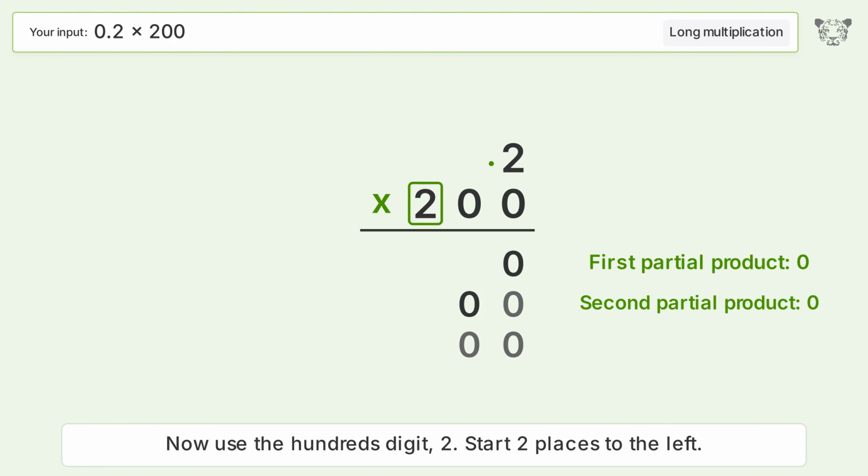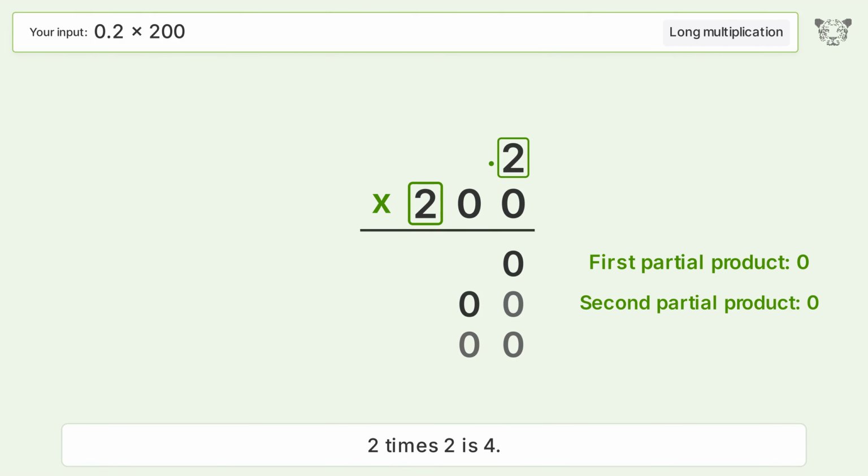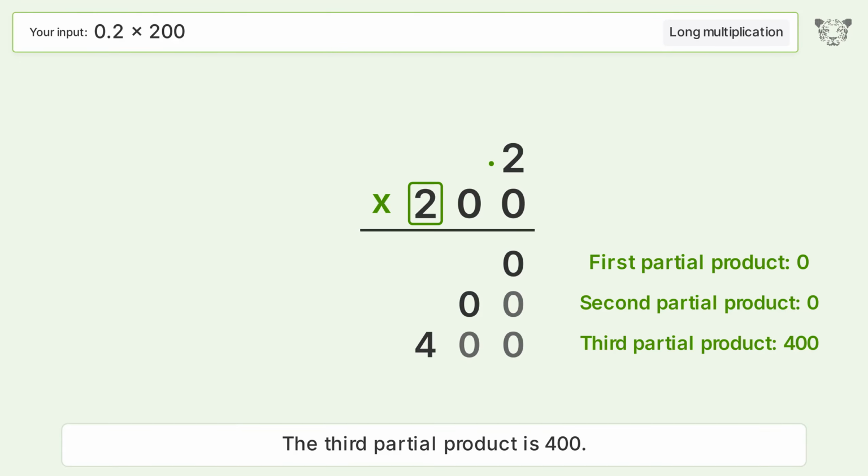Now use the hundreds digit, 2. Start two places to the left. 2 times 2 is 4. The third partial product is 400.